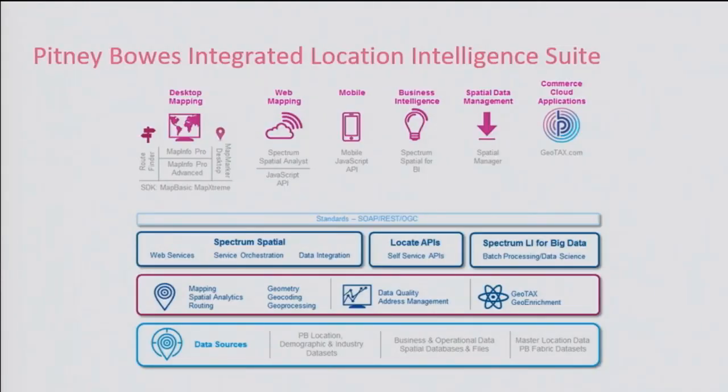Now here's our location intelligence suite. I'm really not going to go into detail on this, just to give you the idea of the breadth of what we have. We have desktop mapping. We've got web mapping solutions like the previous gentleman was talking about. Mobile. We've got tons of data. Commerce Cloud is our way of monetizing our capabilities over the internet through web services. So as you can see, we've got a wide set of solutions, and if you're interested, stop by the booth and we can talk about them.